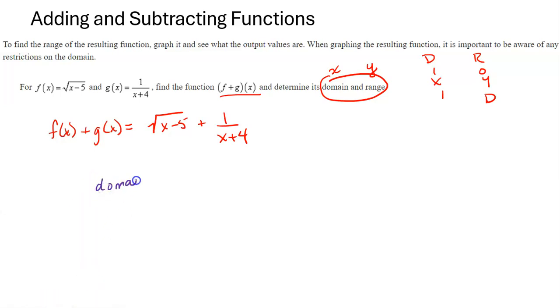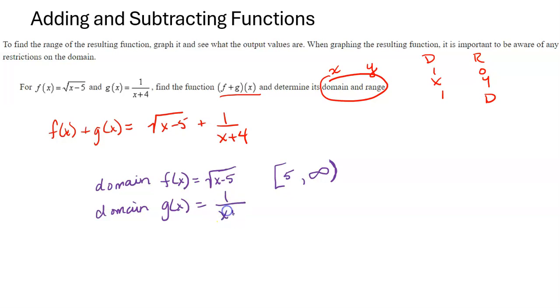So the domain for f of x, which is equal to the square root of x minus 5, this is supposed to be positive under the radical. So I know that the domain is going to be 5, and it includes 5, because 5 minus 5 is 0, square root of 0 is 0, and goes up to infinity. Obviously we can't include infinity because we don't know what that number is. The domain of g of x is equal to 1 over x plus 4. That's going to be negative infinity to 4, as well as 4 to infinity, but not including 4. So any number that is not 4 will work for us there.